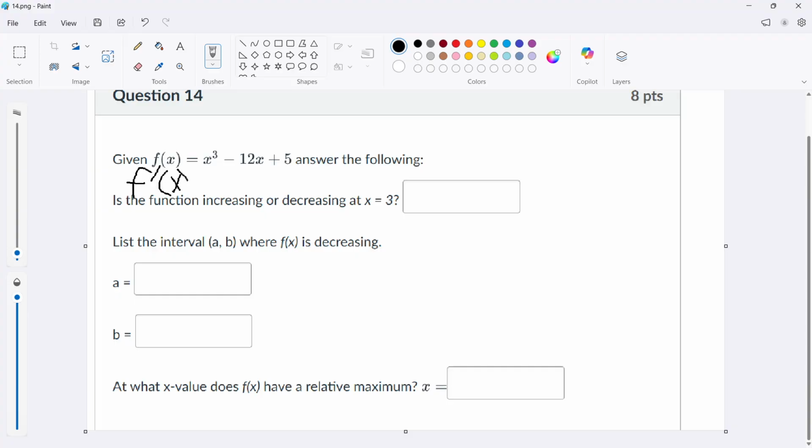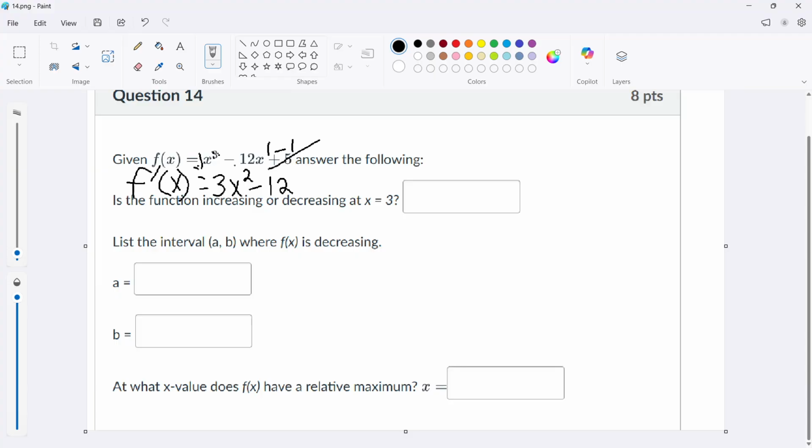So f prime of x equals, I'm going to use the power rule. That's a 1. 3 times 1 is 3. 3 minus 1 is 2. So 3x squared. This is 1 minus 12. 1 times negative 12 is negative 12. 1 minus 1 is 0. x to the 0 is 1. And the derivative of a constant is 0. So this is 3x squared minus 12.